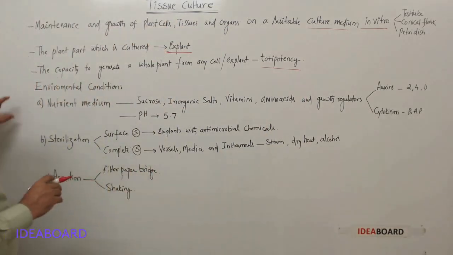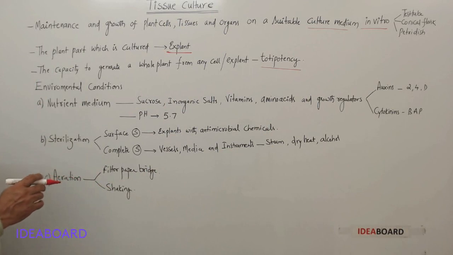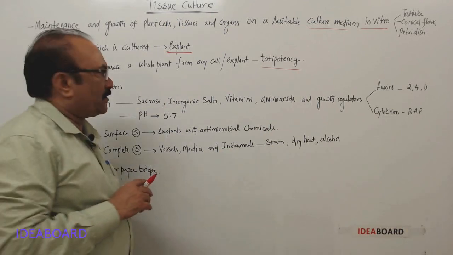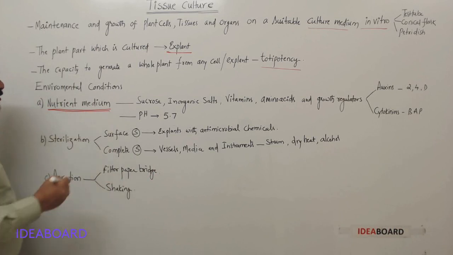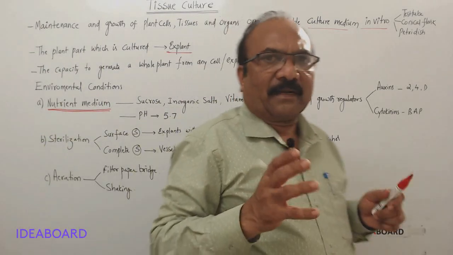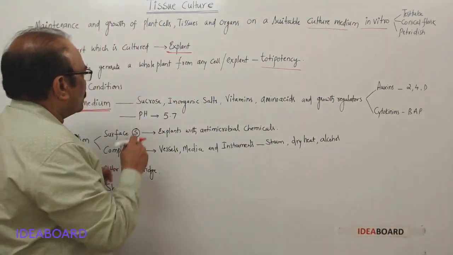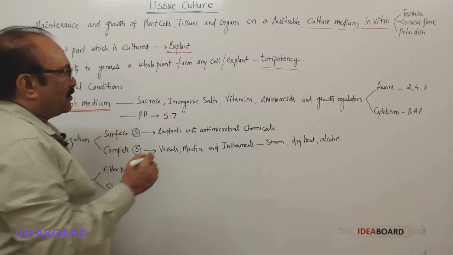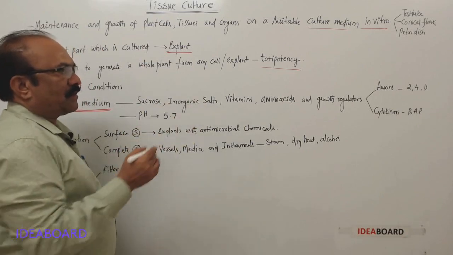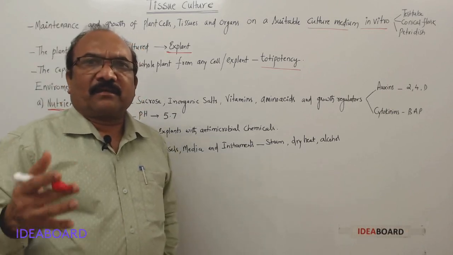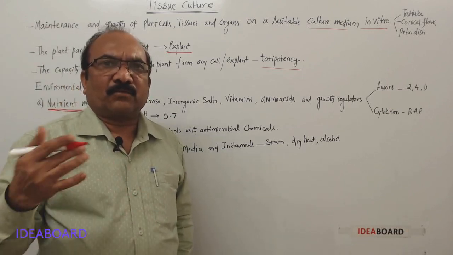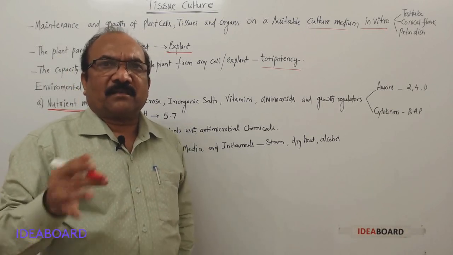Okay. And what are the conditions or aspects that are required for tissue culture? The main thing is that we have to provide a medium for culturing the plants. And this medium is called culture medium or nutrient medium. And what does it contain? It contains sucrose as carbon source, inorganic salts, vitamins, amino acids, and growth regulators which are required for cell division and differentiation of the organs, or shoot differentiation, root differentiation and cell division.